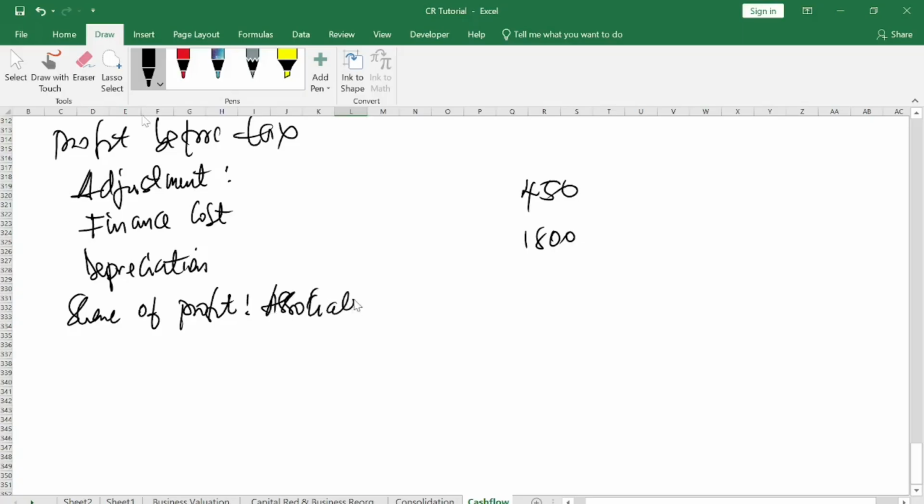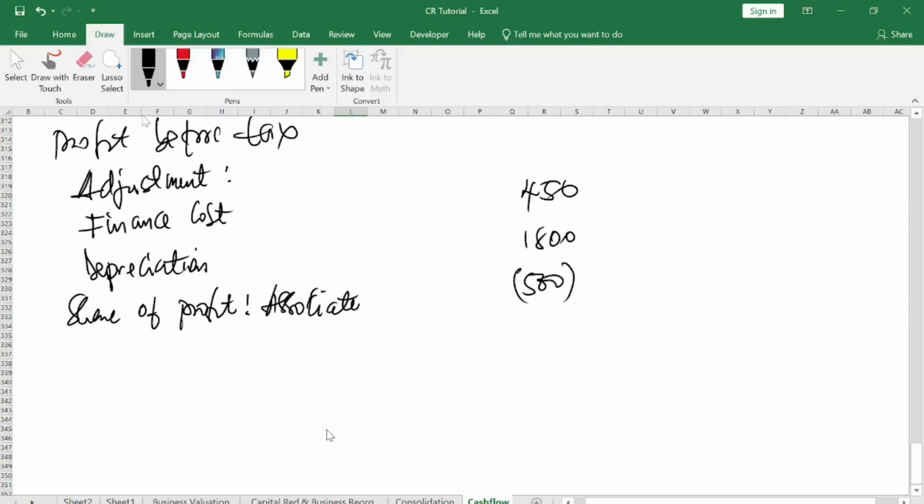Associate. How much? 500. You don't add it back, you less it, because they added this 500 onto their income. Once they added it as an income, which forms part of their profit, you remove it. So you less it. Because it's not part of actual business activity that should give them that profit.